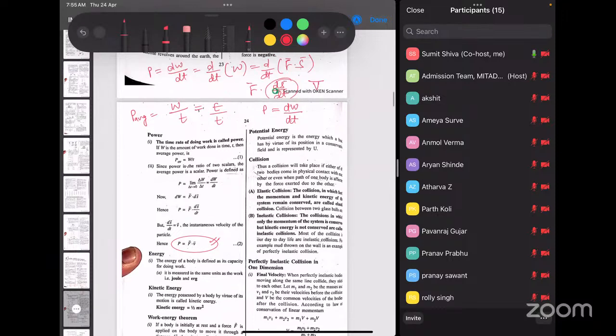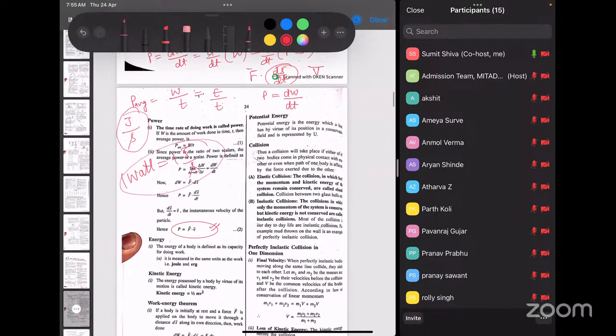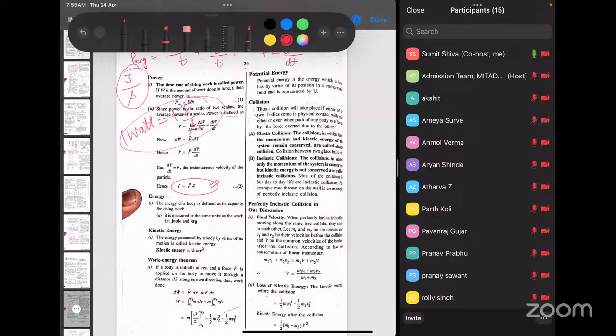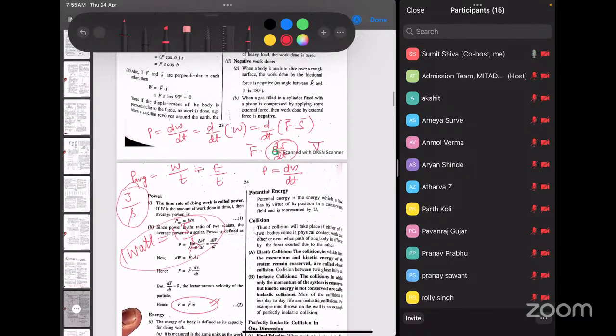Power is again a scalar quantity, and its unit will be what? Work done can be taken in joule and time in seconds, so this will be joule per second. Joule per second is also known as 1 watt. So 1 watt is 1 joule per second. Understood or any doubt?